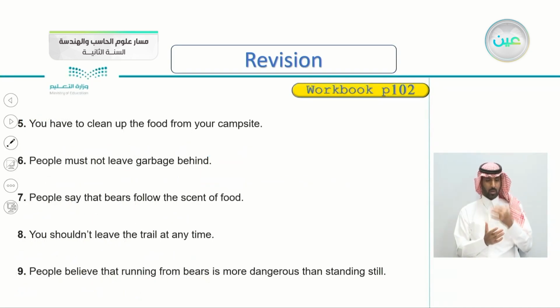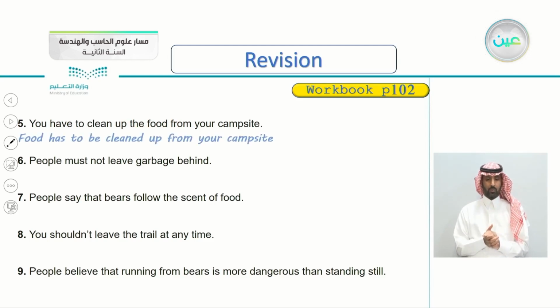Number five, you have to clean up the food from your campsite. You, this is the subject, have to clean up the food from your campsite. So you is the subject. Where is the object? Yes, the food. So we begin with the object. So how do we change it? What do we say? Yes, food has to be. So we said have to. We change it to has to be cleaned up from your campsite. Food has to be cleaned up from your campsite.